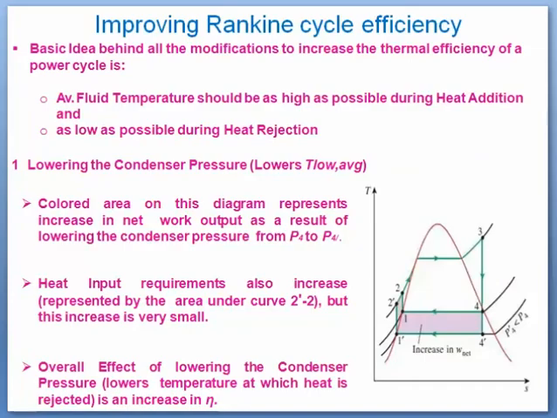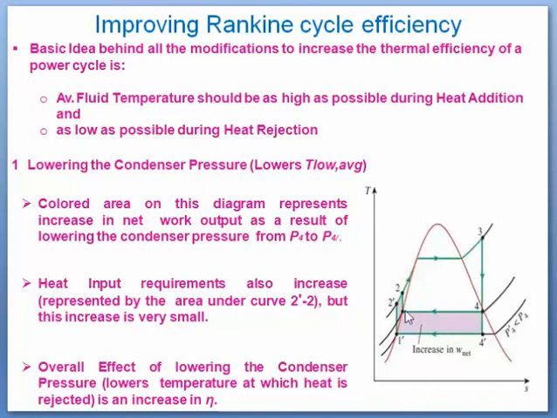Earlier we had seen the simple Rankine cycle. Now we will see the possible modifications which will improve Rankine cycle efficiency. So the first thing is to increase the mean temperature of heat addition to the extent possible and lower the mean temperature of heat rejection as much as it can be done. So by lowering the condenser pressure, we can achieve the lowest average temperature of heat rejection.